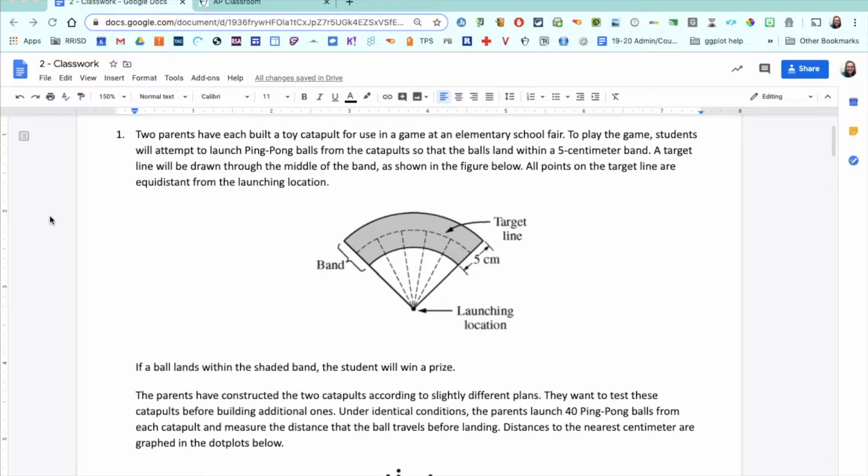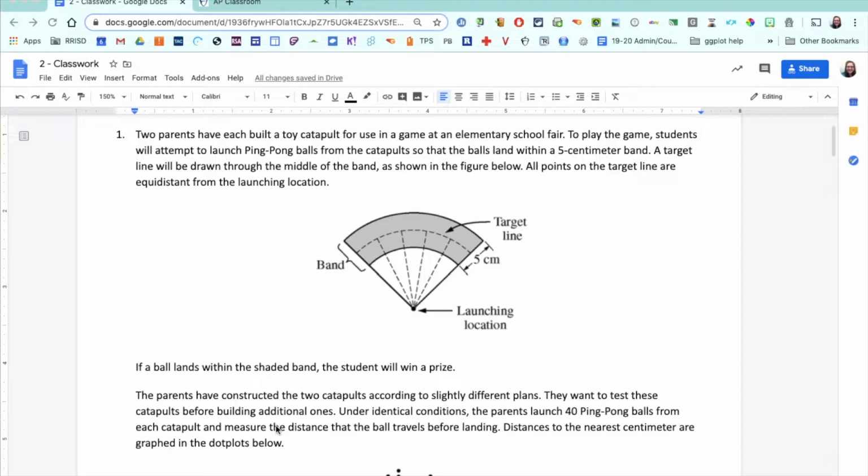So this is number one. This is the one about the two parents who built a toy. The idea with the toy is that the kid would shoot a ping pong ball from this launching position, and their goal is to get it within this band that is 5 centimeters wide, and that target line's right in the middle. So it's important to note that this is in the middle, so it's 2.5 centimeters either side from the middle, and then they win a prize if they get it in that shaded band.